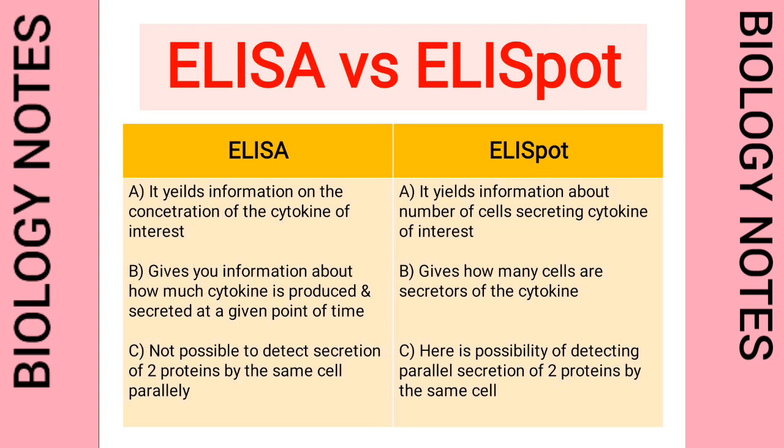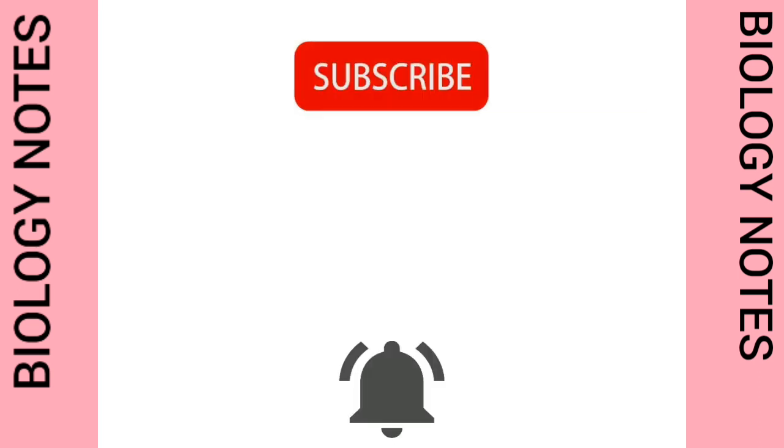In ELISA, it is not possible to detect secretion of two proteins by the same cell in parallel. But in ELISpot, there is a possibility of detecting parallel secretion of two proteins by the same cell. So this is all about ELISpot assay. I hope you all understand.